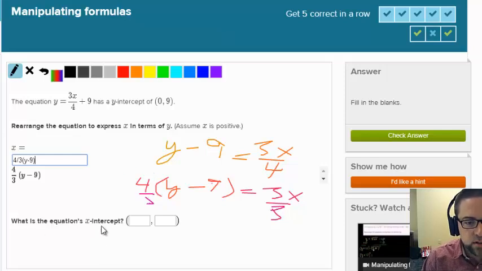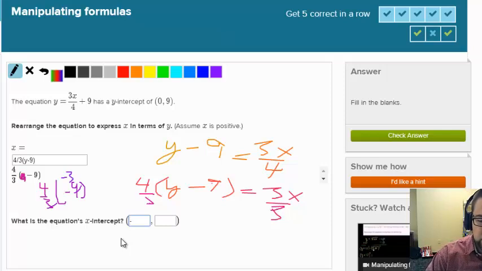And then what is the equation's x-intercept? So the x-intercept is found when y is equal to 0. So that should make it easier when it's in this form to find the x-intercept. So I put in 0 for y, so I could just kind of scribble it out, right? 0 minus 9 is just negative 9. And then I have 4/3 times negative 9. So 9 divided by 3 is just 3. So I have, this is negative 3. And I have 4 times negative 3 is negative 12. So my x-intercept would be negative 12, comma 0 for y.